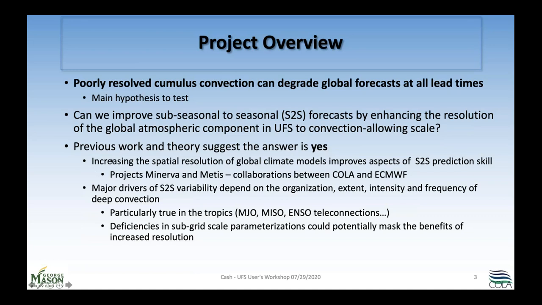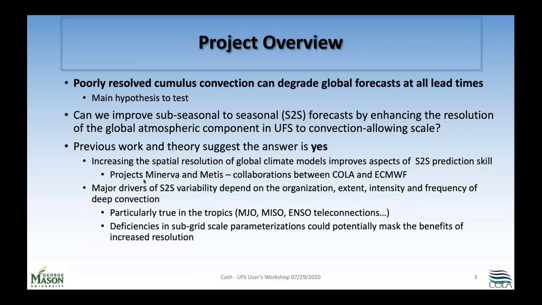We've done something similar in the past with other models where we've increased spatial resolution and improved elements of S2S prediction skill. This was in collaboration with ECMWF using their model. And it also makes sense from a theoretical standpoint because major drivers of S2S variability depend on the organization, extent, intensity, frequency, many characteristics of deep convection. This is particularly true in the tropics, MJO, the monsoons, and stratosphere-troposphere connections all depend on organized deep convection. And the deficiencies in the subgrid scale parameterizations could easily mask the benefits of increasing resolution.